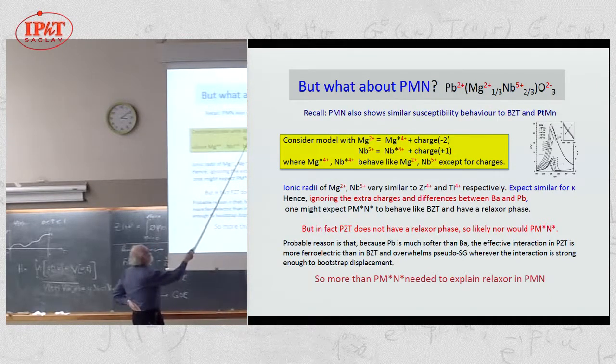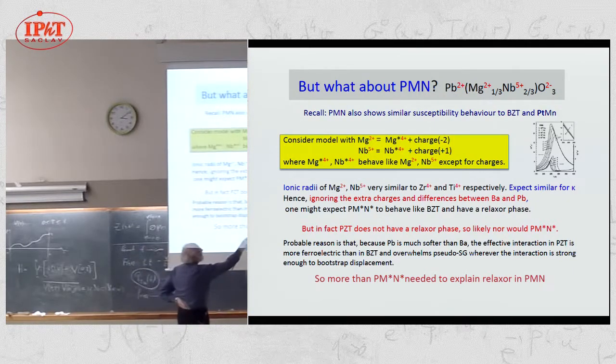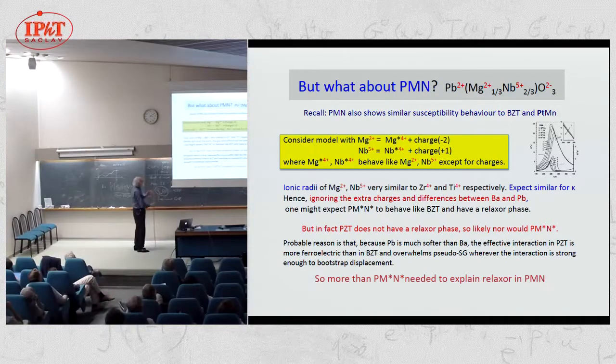So Mg2+, normally these would have been 4+. It's like 4+ and a charge of -2. Niobium 5+ is like niobium 4+ with a charge of +1. I'll call these things star to indicate some fictitious material which behave very much like the ones without a star, except the charges. All the other properties are the same.